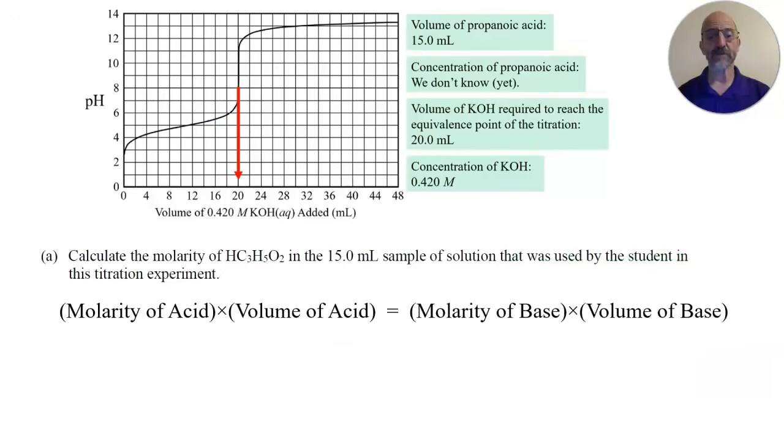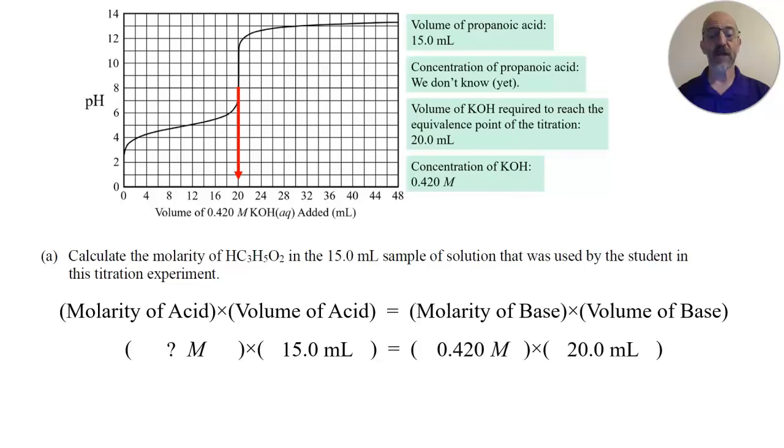All right, here we go. Molarity of acid, we don't know yet. Volume of acid is 15 milliliters. Molarity of base is 0.420 molar, and the volume of base required to reach the equivalence point is 20 milliliters. So when I pick up my calculator, this is the math that I'm doing to solve for the concentration of the propanoic acid.